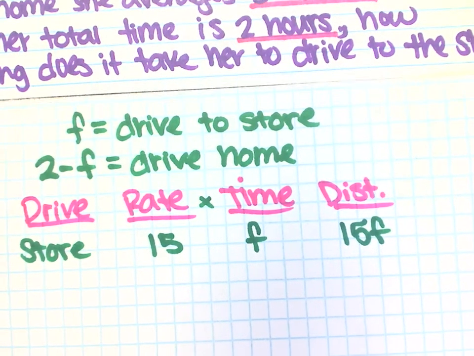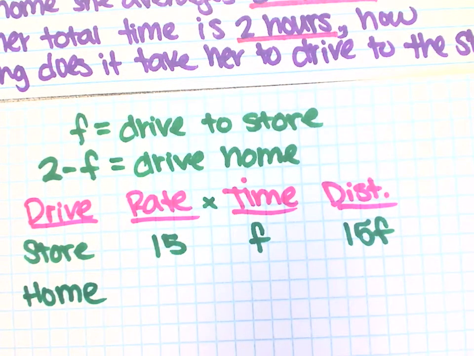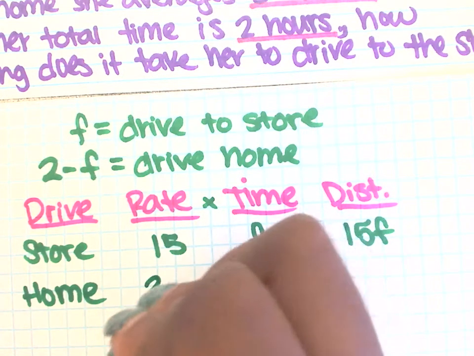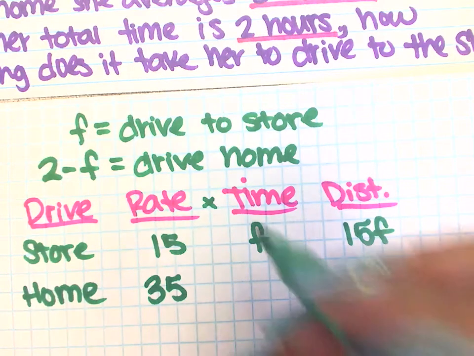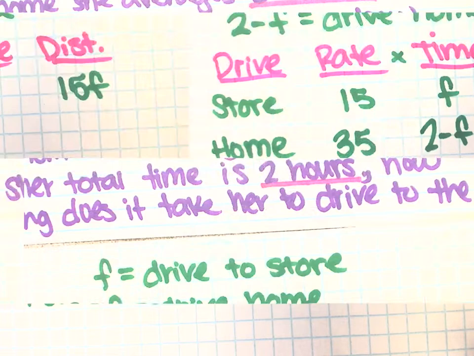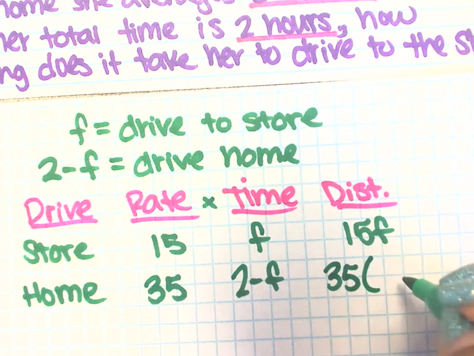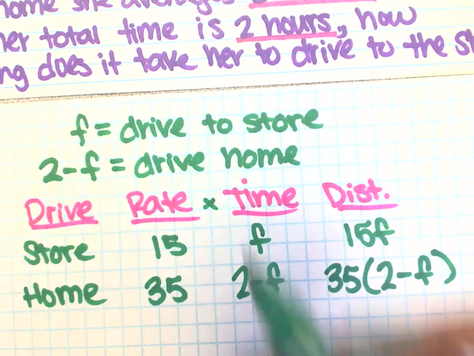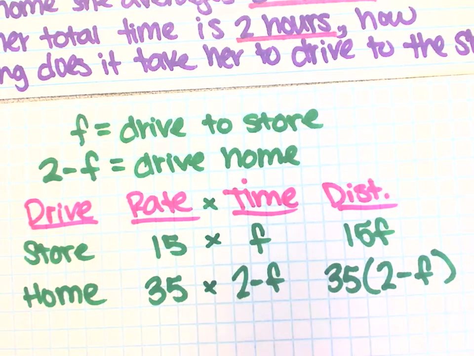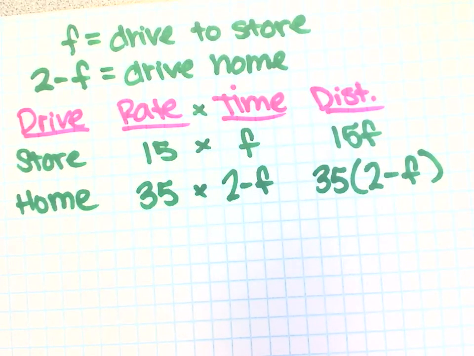Alright? We're good there. So now I need my drive home. When I drove home, how many miles an hour was I driving? 35. What did we indicate is going to tell us that time? 2 minus F. So, what's my distance? Rate times the time. 35 times the quantity of 2 minus F. All I'm doing is multiplying rate times time. Right here, 15 times F. 35 times 2 minus F. Awesome.